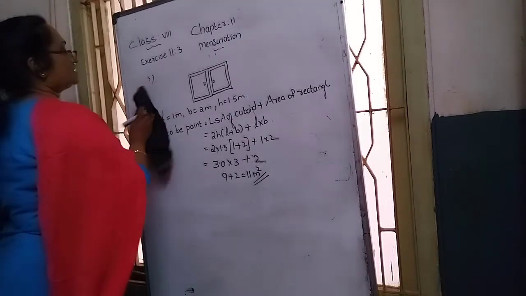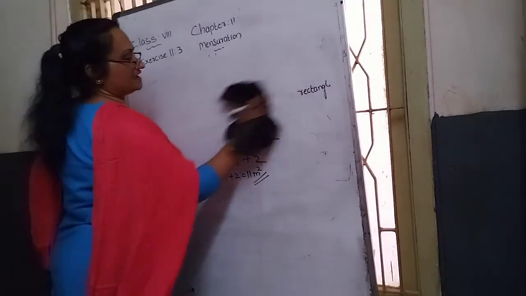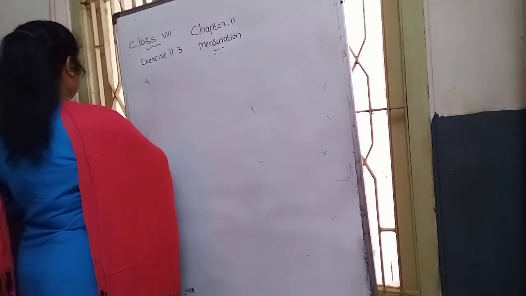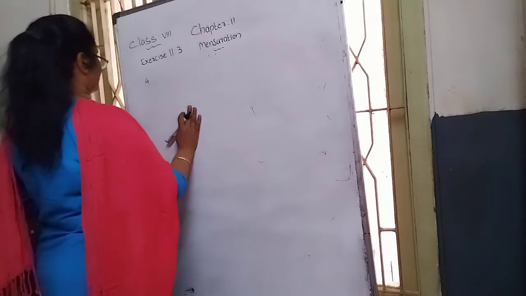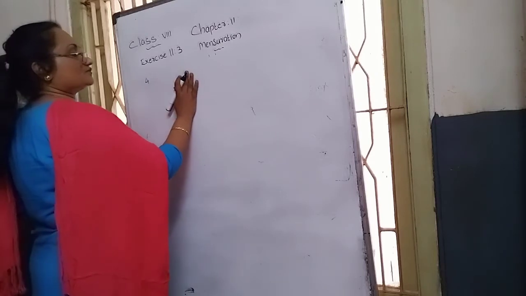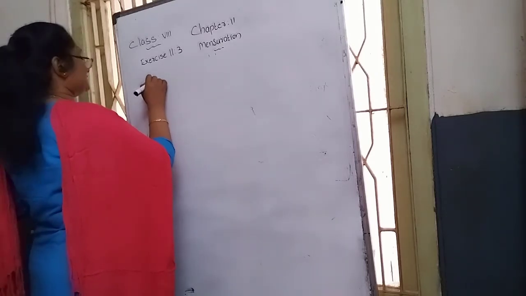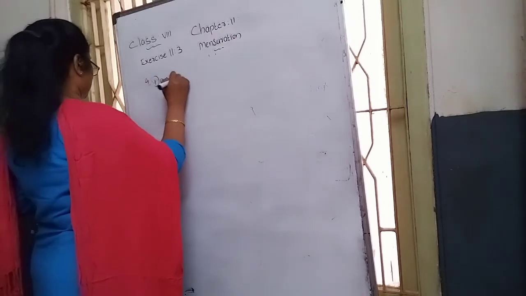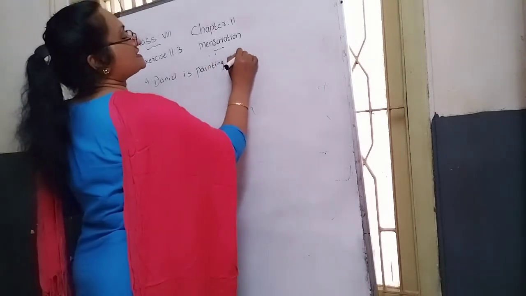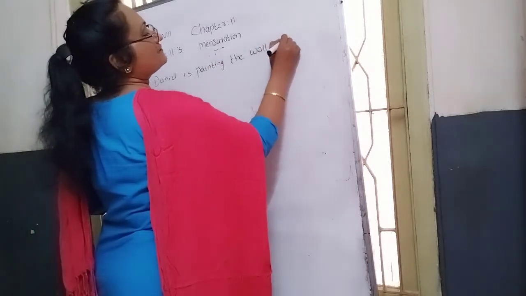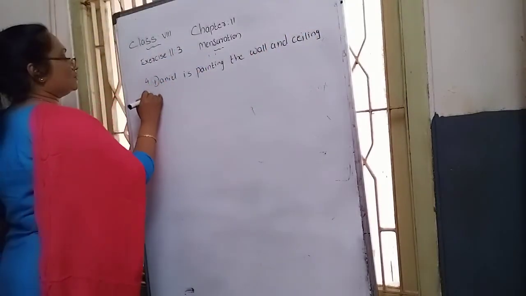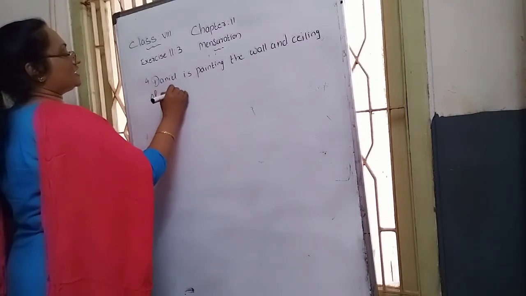We can say that fourth question. In that fourth question, Daniel wants to paint the wall and the ceiling. One person, named Daniel, is painting the wall and the ceiling of a cuboid-shaped room. Which shape? A cuboid.